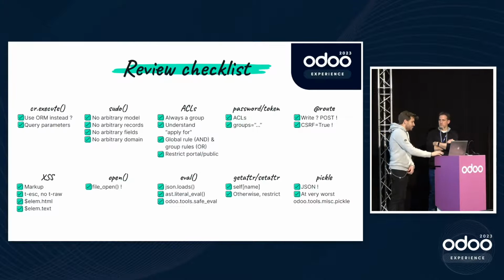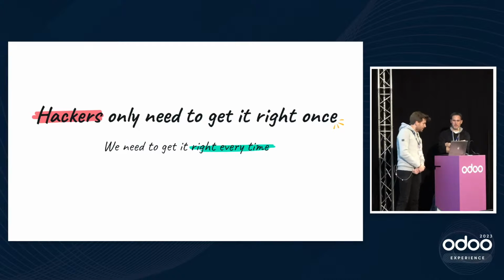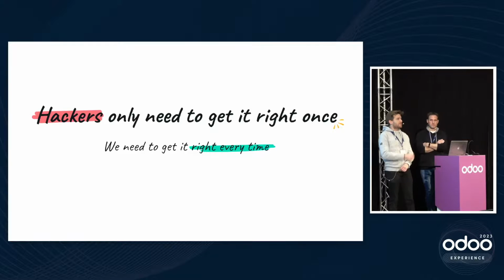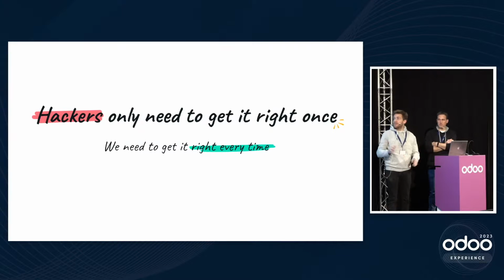And that is it. Then we have a small quote that we like very much, which is very well known: hackers only need to get it right once, so they only need to find one leak, one vulnerability, while we have to think about all possibilities, and we need to get it right every time, to make sure that hackers cannot access our system.